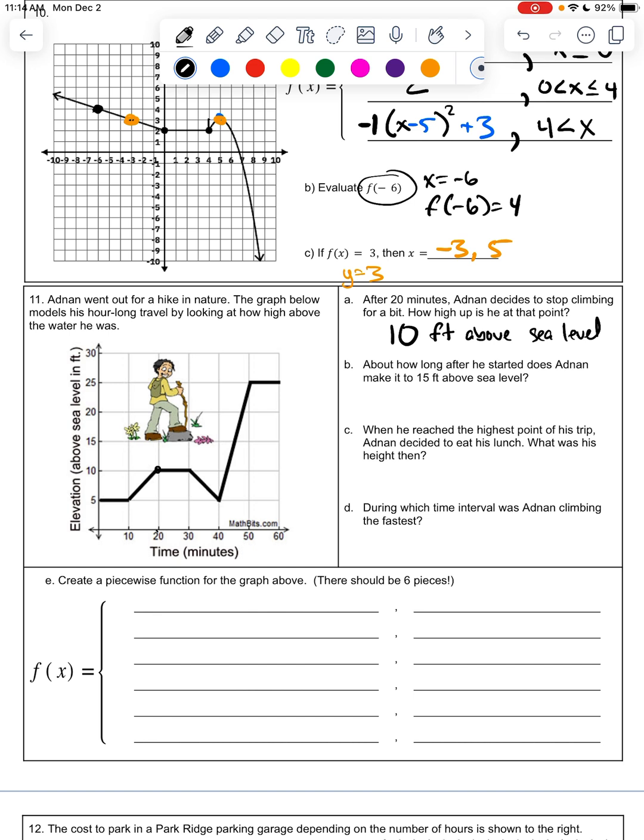About how long after he started does Adnan make it to 15 feet above sea level? So where does the height equal 15? For this one, looking for 15. Not here, not here, not here, not here. Finally, right here. That's not a lattice point, so I can't say with 100% certainty what the time is there, but it looks like it's halfway between 40 and 50. So I'm going to say about 45 minutes after he started, he is 15 feet above sea level.